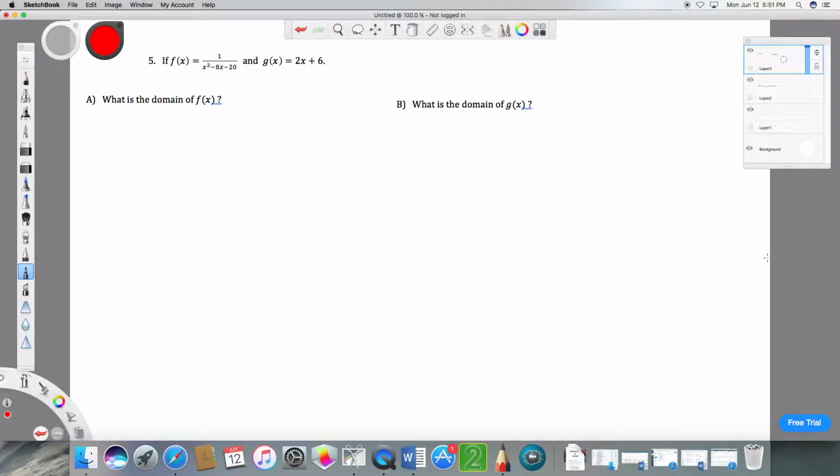Let's take a look at problem number 5. It's got several parts to it. And in number 5, it gives us two functions, f and g. And for parts a and b, it asks us to find the domain of f and the domain of g.